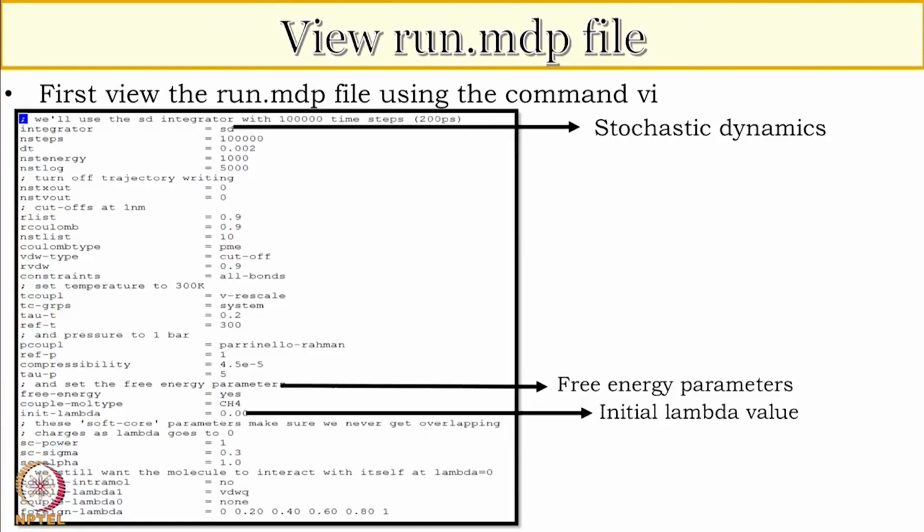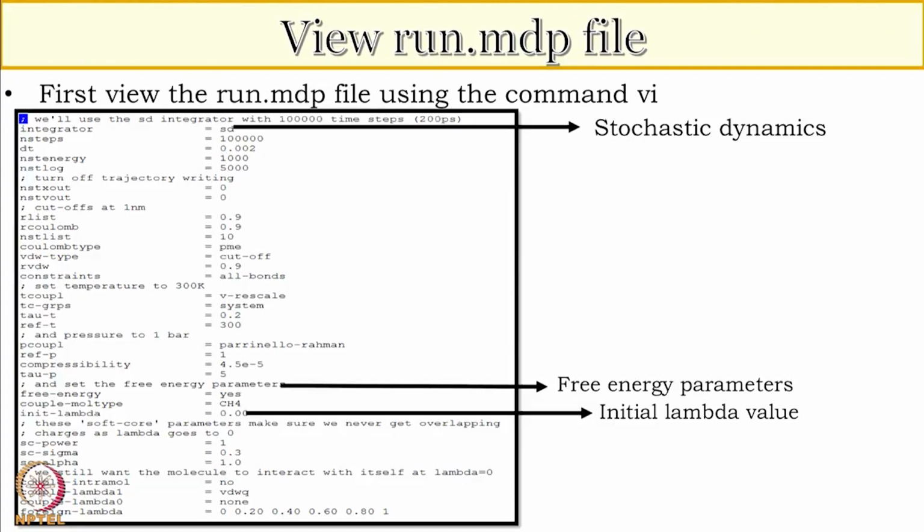So this is the run.mdp file. What we do here, we use stochastic dynamics. So in integrator we have to write SD, which specifies stochastic dynamics. So which file are you showing, the MDP file? The run.mdp file. Okay. And then we also have to specify free energy parameters.